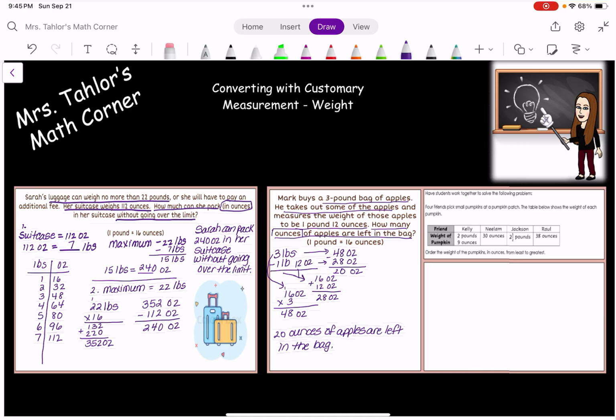For our last problem, it says 4 friends pick small pumpkins at a pumpkin patch. So I know that there are going to be 4 friends. The table below shows the weight of each pumpkin. So I can see there are 4 friends, Kelly, Neelam, Jackson, and Raul, and I can see the weights of each of their pumpkins. It says order the weight of the pumpkins in ounces from least to greatest.